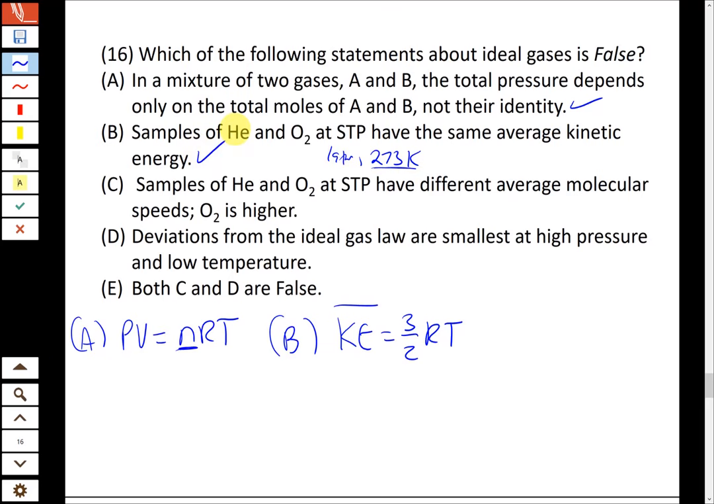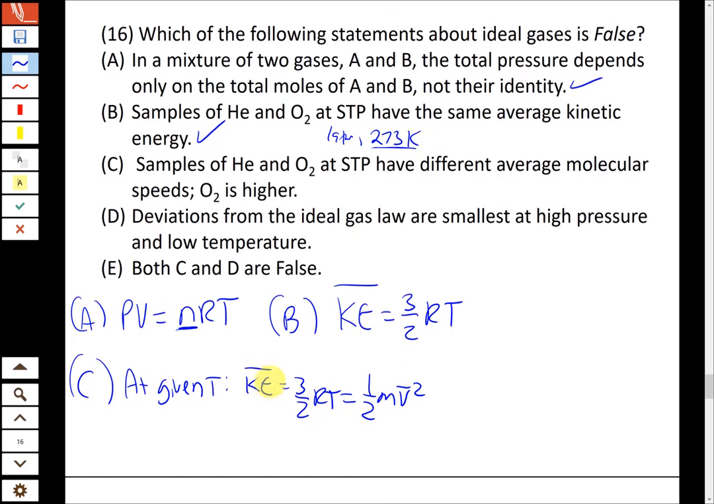But then for choice C here, we're dealing with the average molecular speeds of the gas. So we're comparing the same two gases, helium and oxygen, still at STP, but then it asks, do they have the same or different molecular speeds, with O2 being higher? So at a given temperature, we said they will have the same average kinetic energy, and that's going to be equal to 3/2 RT, as we said. But that's also stated as 1/2 mass times average velocity squared. All right. So if the two gases have the same average kinetic energy, but they have different masses, they have to have different velocities.